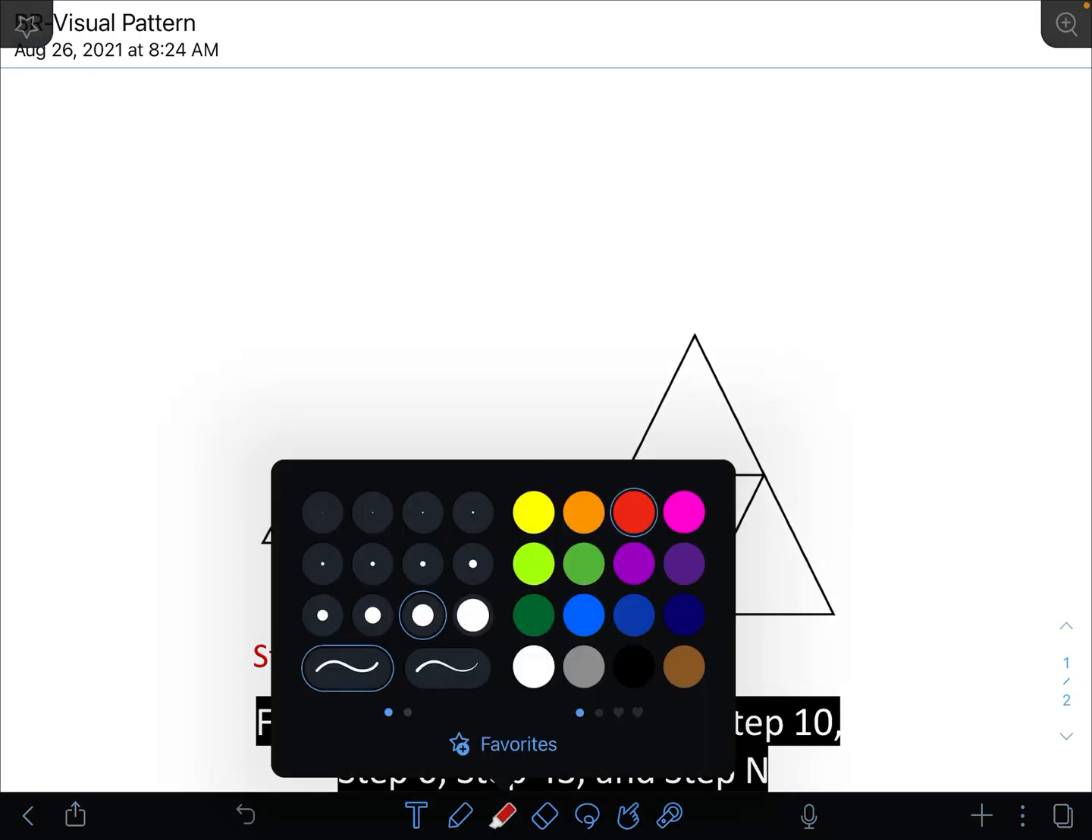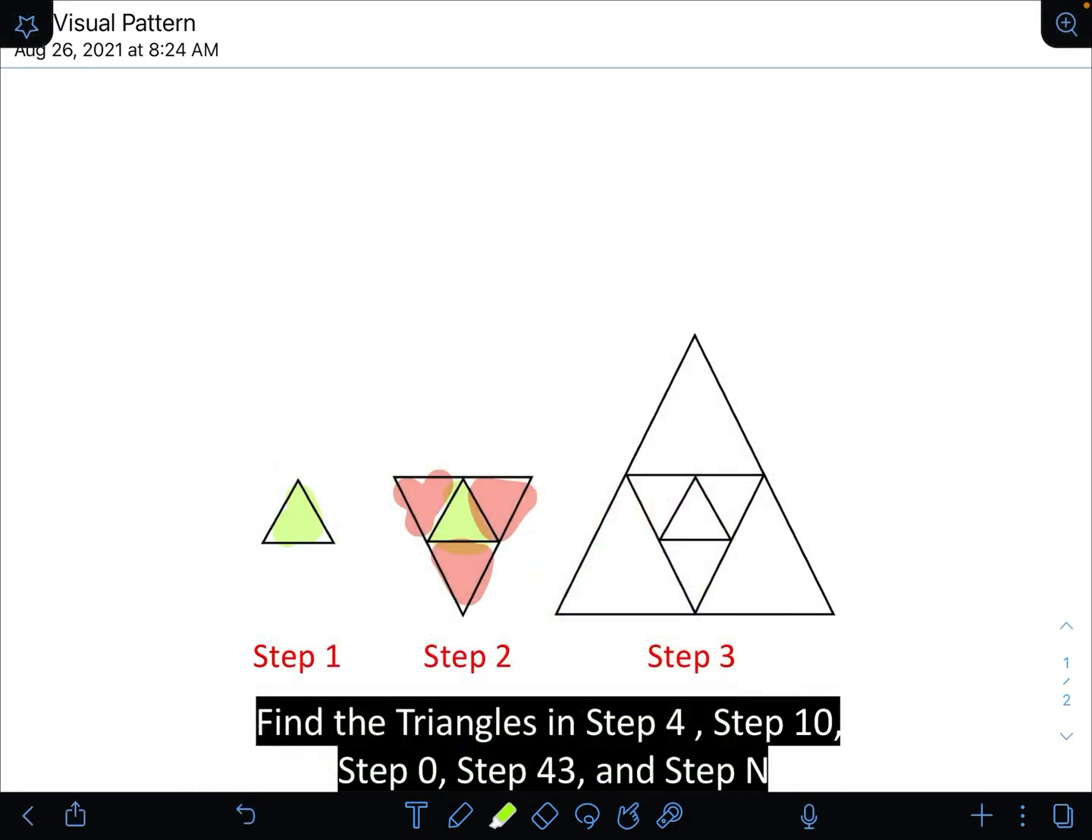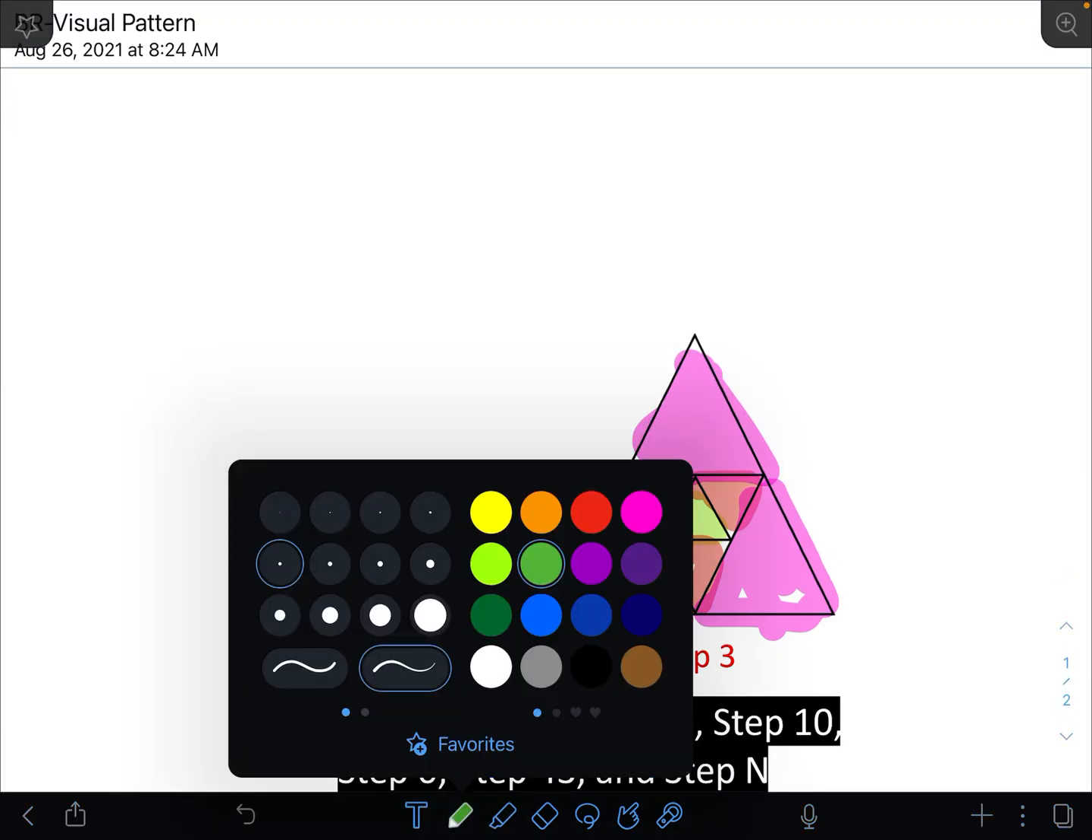And now we have the same triangle, we have those three more, and then we got these three more. Okay? So you may think, hey, what's step four?